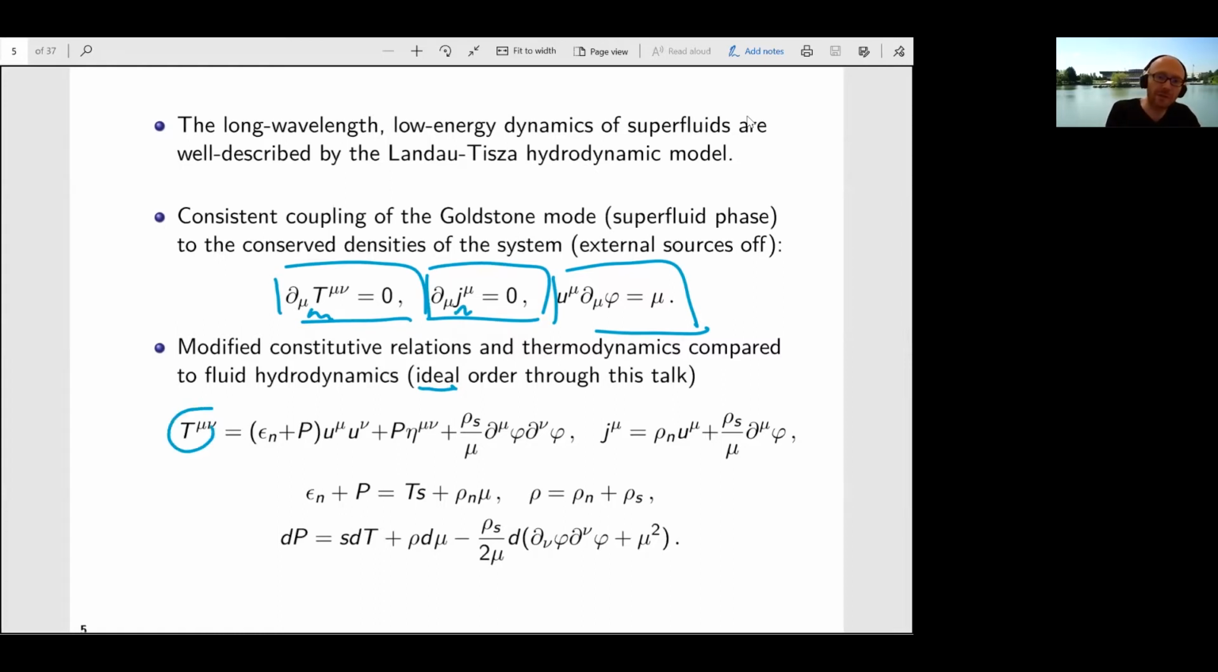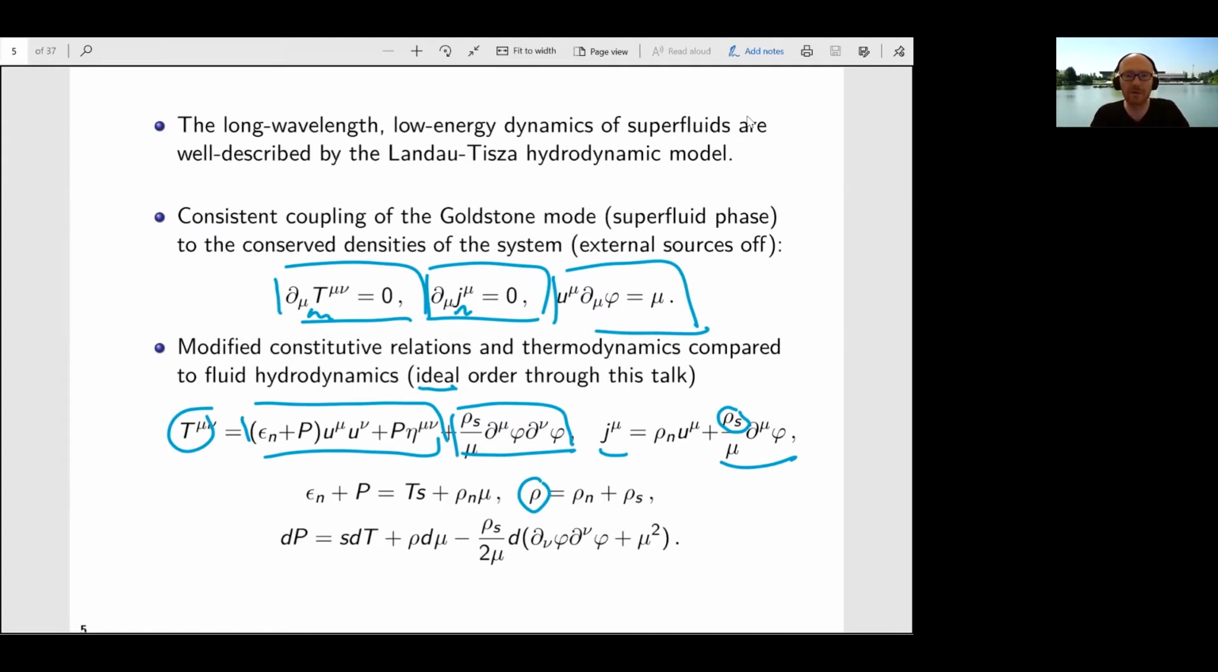As you can see, for the stress tensor, we have the usual fluid part. This is exactly like in fluid hydro. And then there's an extra term due to the Goldstone. And the same for the current. Now, both of these terms are proportional to some coefficient that I've called ρ_s, which is the superfluid density. The superfluid density is the stiffness of the order parameter. It tells you how hard it is for this parameter to fluctuate. And it participates in the total charge density that I will call ρ for this talk.